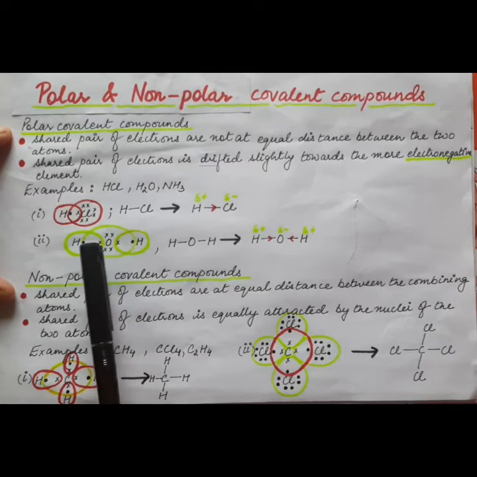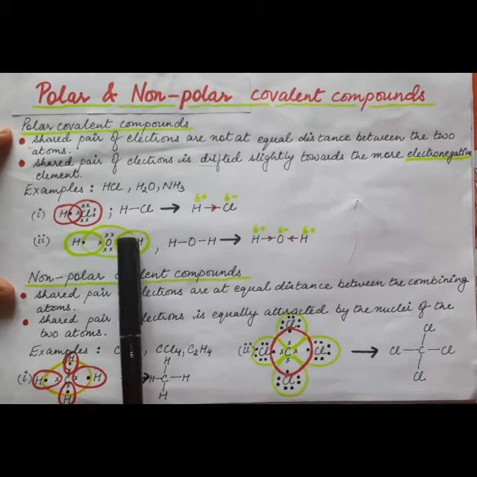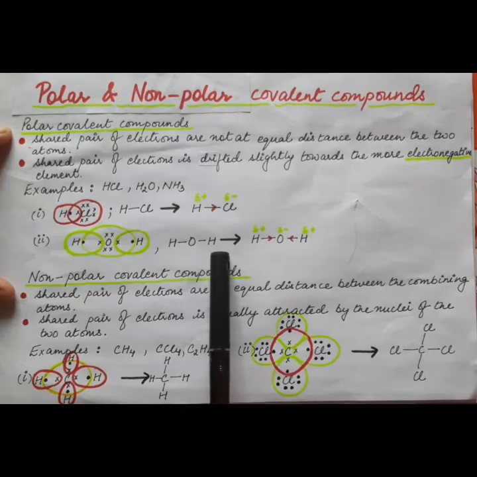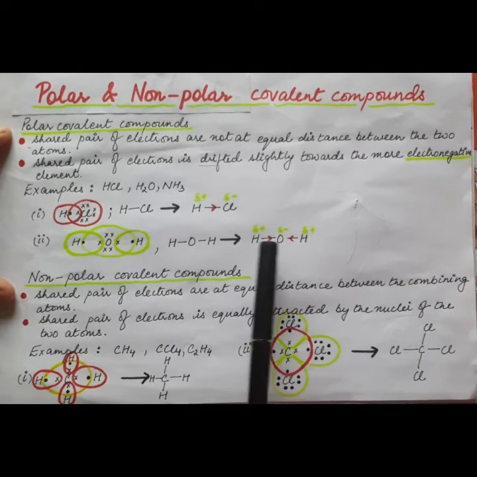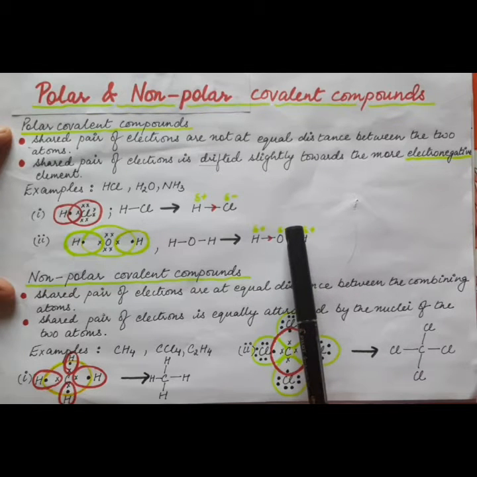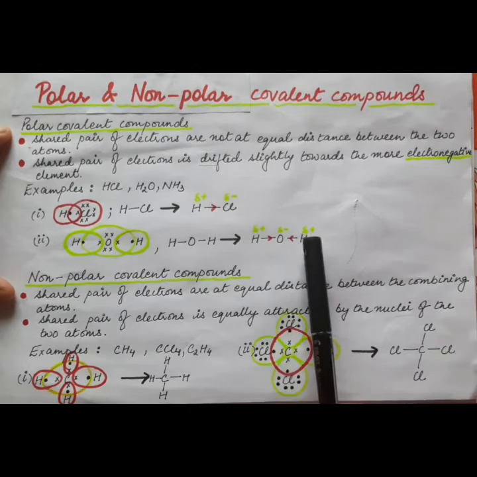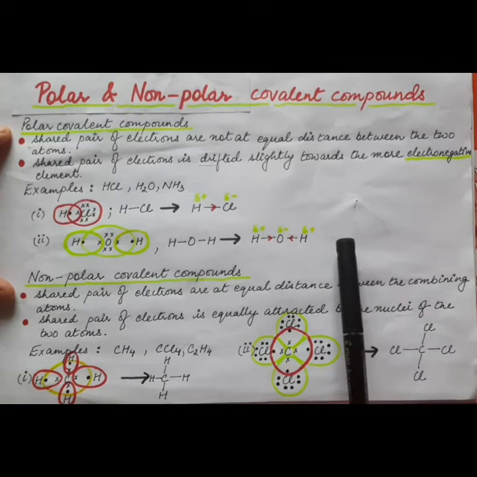So oxygen takes 1 electron each from the two combining hydrogen atoms to complete the octet. In return, the hydrogen atoms take 1 electron each from the oxygen atom to complete their duplet, forming the water molecule. Now oxygen, being more electronegative, pulls the shared pair of electrons towards itself and thus acquires a partial negative charge, and the hydrogen atoms on the other hand acquire a partial positive charge. So again, water is a polar covalent compound.